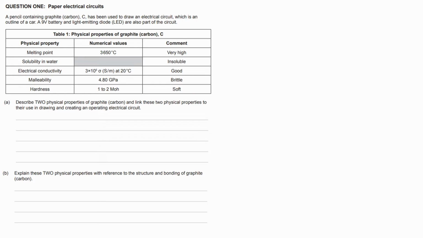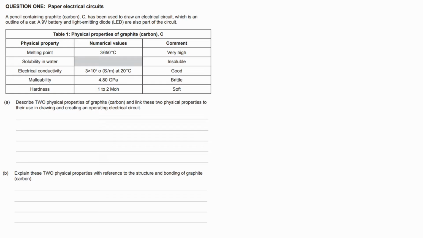Now, if you've done preparation for this exam, you should have learnt about graphite, and you should have learnt about diamond as extended covalent substances. And in this case, they're going to use your ideas about graphite to answer these first 2 questions. The first 2 questions are: describe 2 physical properties of graphite and link these properties to their use in drawing and creating an operational electrical circuit.